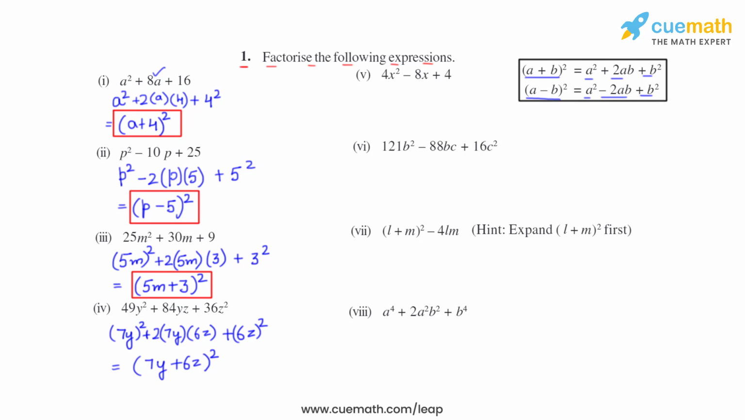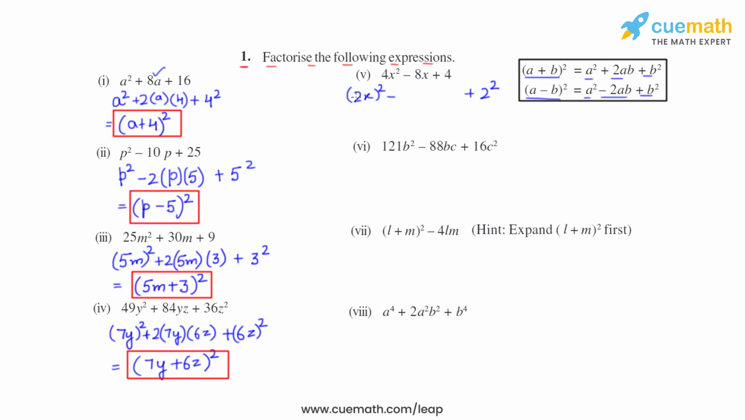So (7y + 6z) whole square becomes the factored form for the fourth expression. Let's do the fifth part now. 4x² minus 8x plus 4. 4x² can be written as the square of 2x, so (2x)², and 4 can be written as 2².